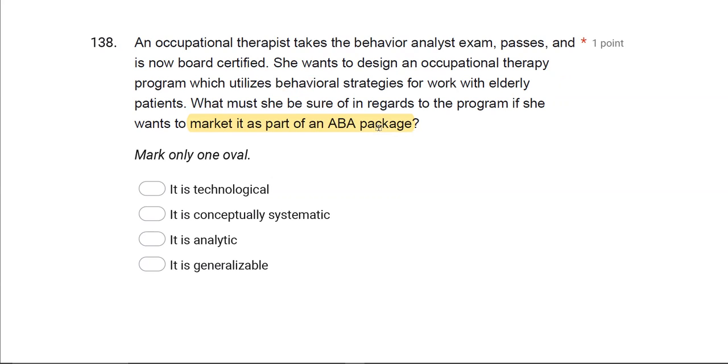And then D, it is generalizable. Again, A, C, and D are all related to in practice, using these things. We're talking about representing herself, representing the package or part of it as an ABA package. So she wants to market it. She wants to say it's ABA. First things first, it needs to be conceptually systematic.